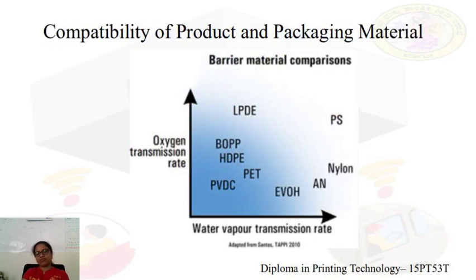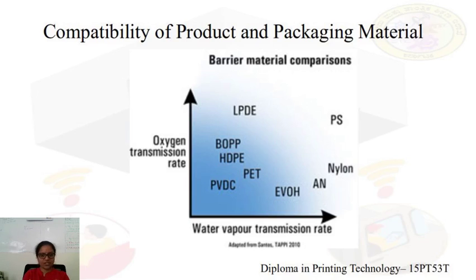Here are some of the packaging materials such as LDPE, BOPP, HDPE, PET, PVDC, nylon, PS, EVOH, AN. These are all the various polymeric packaging materials, which give us enormous barrier properties in terms of food packaging. Here in the picture, the region mentioned in blue at a darker color has more barrier properties when the product comes across oxygen transmission and also water transmission.